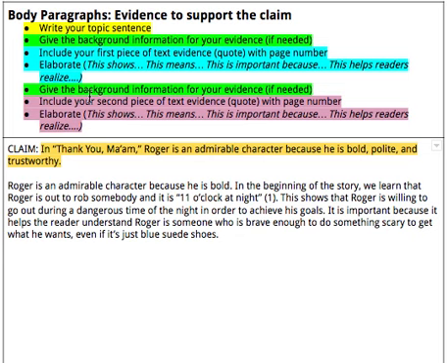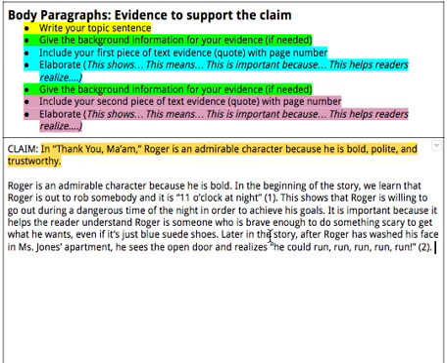Now I need to include a second piece of text evidence. And when I include this evidence, I also had to give a little bit of background here. So I say, later in the story, after Roger has washed his face in Miss Jones's apartment, he sees the open door and realizes he could run, run, run, run, run. And this is on page 2. Remember, I'm always including my page numbers. And I had to include actually a little bit of background information after the quote, just to make sure that it fits in and it's really clear while I'm using this.